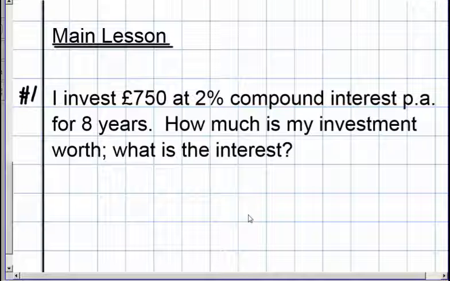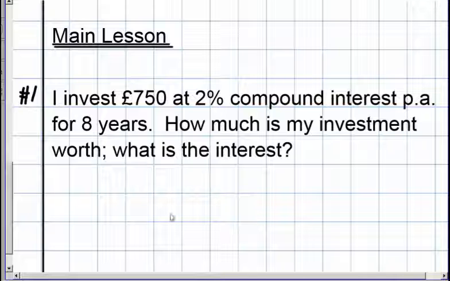After compound change. Could be compound increase or compound decrease. Let's look at this example here. I invest £750 at 2% compound interest per annum, or per year, for 8 years. How much is my investment worth? And then, what is the interest?